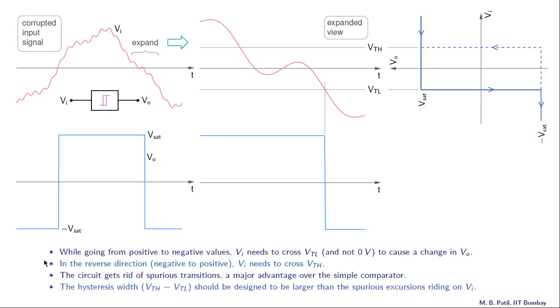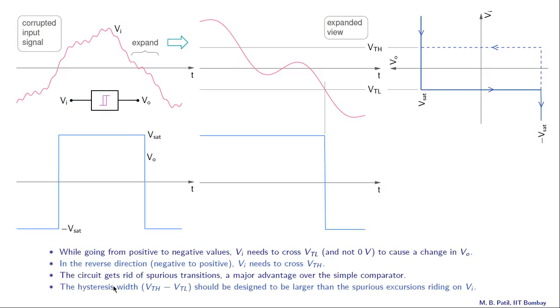Let us summarize. While going from positive to negative values, Vi needs to cross VTL and not 0 volts to cause a change in VO. So Vi going from positive to negative has to cross this point, which is VTL, and only then a change in output will happen. In the reverse direction, negative to positive, Vi needs to cross VTH. Negative to positive, so we are going like that, and now we have to cross this level VTH for the output to change.